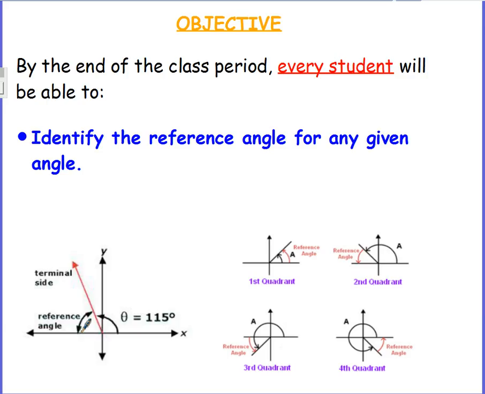The reference angle is this little guy right here. So 115 degrees, it's whatever gets you to 180. So 180 minus 115. What do we get? 7, 5, 6. So 65 degrees would be our reference angle. Now reference angles are always positive.